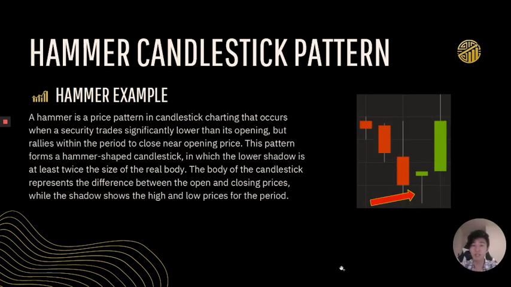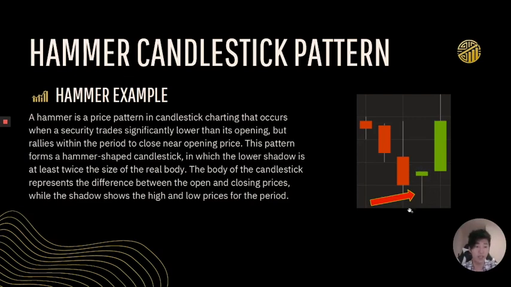Okay, now the next thing that I want you guys to definitely know is called the hammer candlestick pattern. Everything that we're talking about right now is something that you all should know. Okay, now the hammer is a price pattern in candlestick charting that occurs when a security trades significantly lower than its opening, but it rallies within the period to close near the opening price. Okay, so as you can see here, it's very simple.